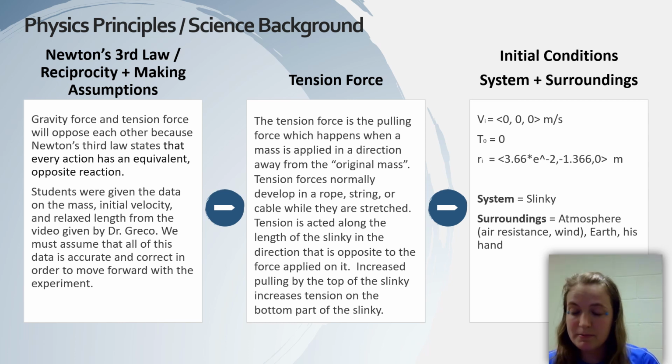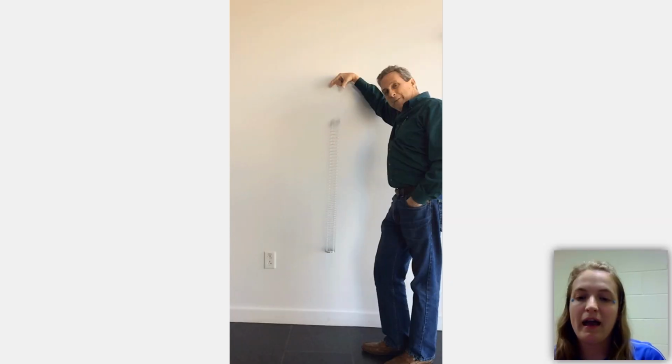The initial conditions in the experiment are v initial equals 0, 0, 0, t naught is 0, and the original position is just a random number that Tracker gave me. The system here is the slinky, and the surroundings are the atmosphere, aka air resistance and wind, Earth, and his hand in the experiment. Okay, and now here's just a video of him dropping the slinky.